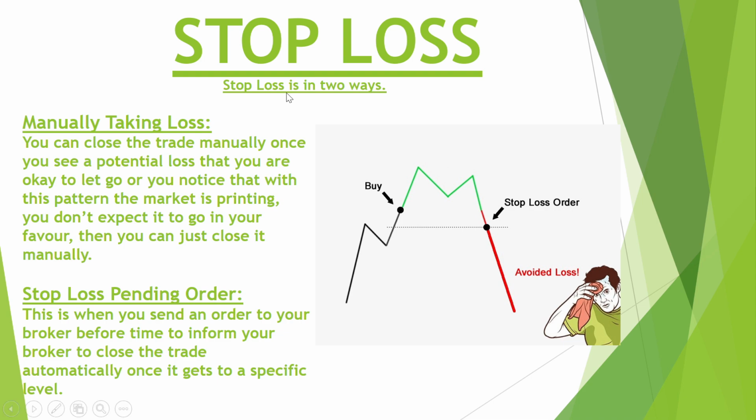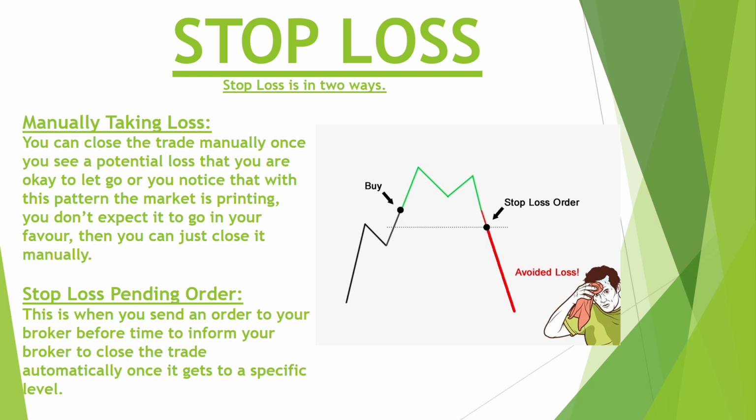Stop loss. It's also in two ways: manually taking loss, or sending a stop loss pending order. Manually taking loss, you can close the trade manually once you see a potential loss that you are okay to let go. You say, okay, with what I'm seeing, I'm okay with this loss, and you just close the trade yourself. Or you notice that with the pattern the market is printing, you don't expect it to go in your favor. Then you can just close it manually.